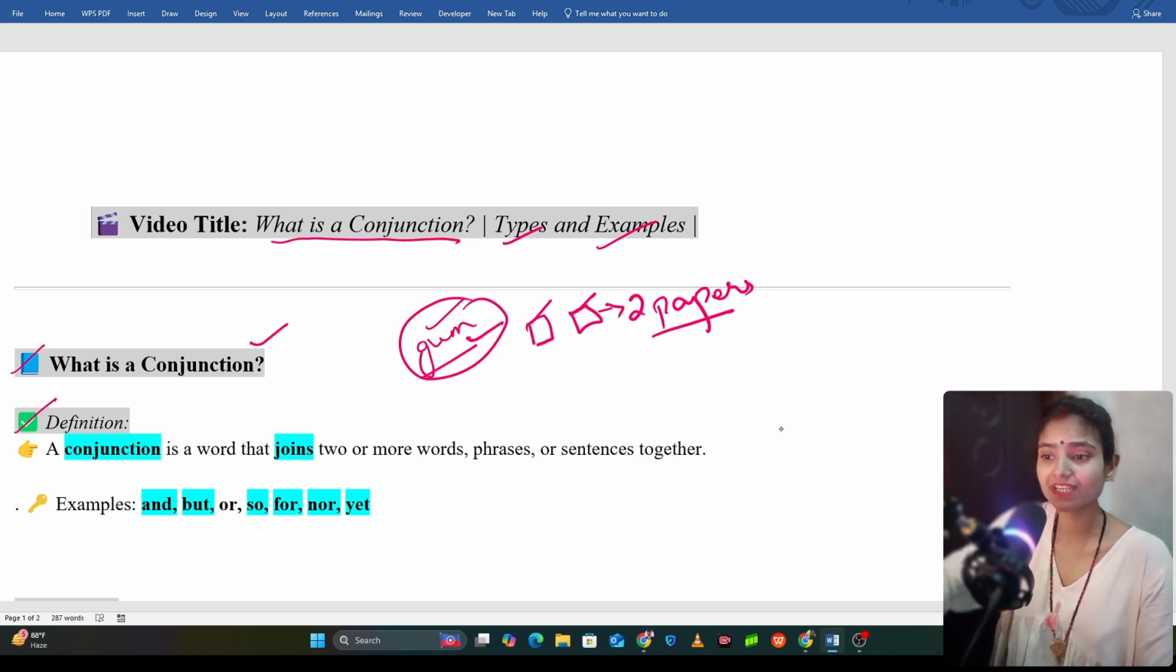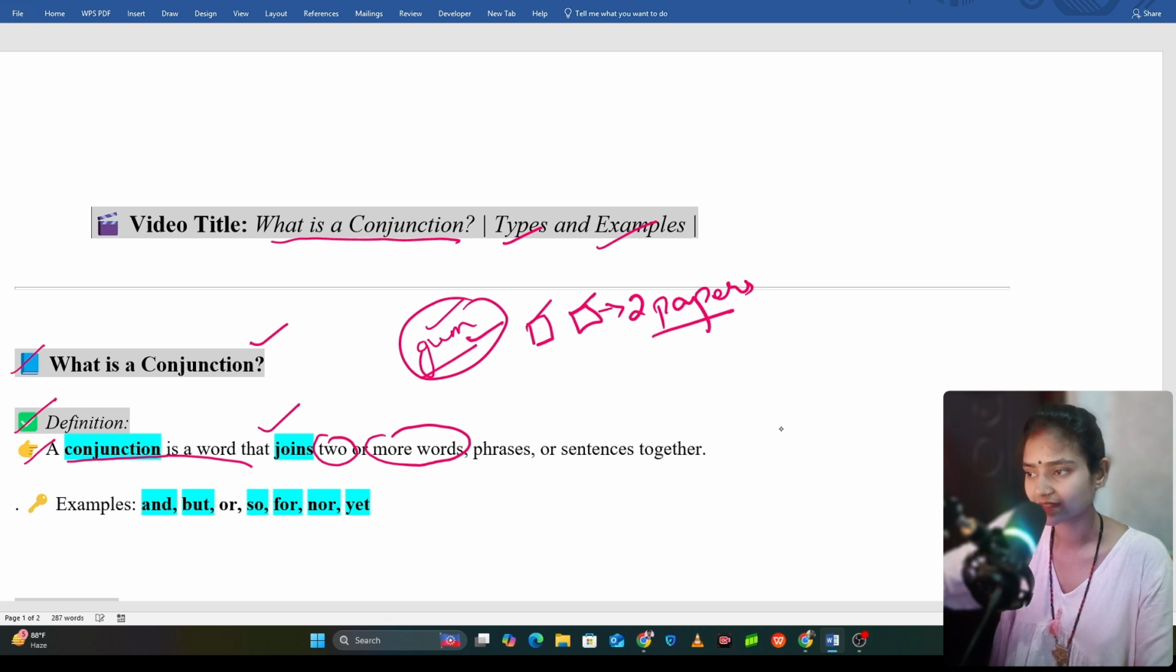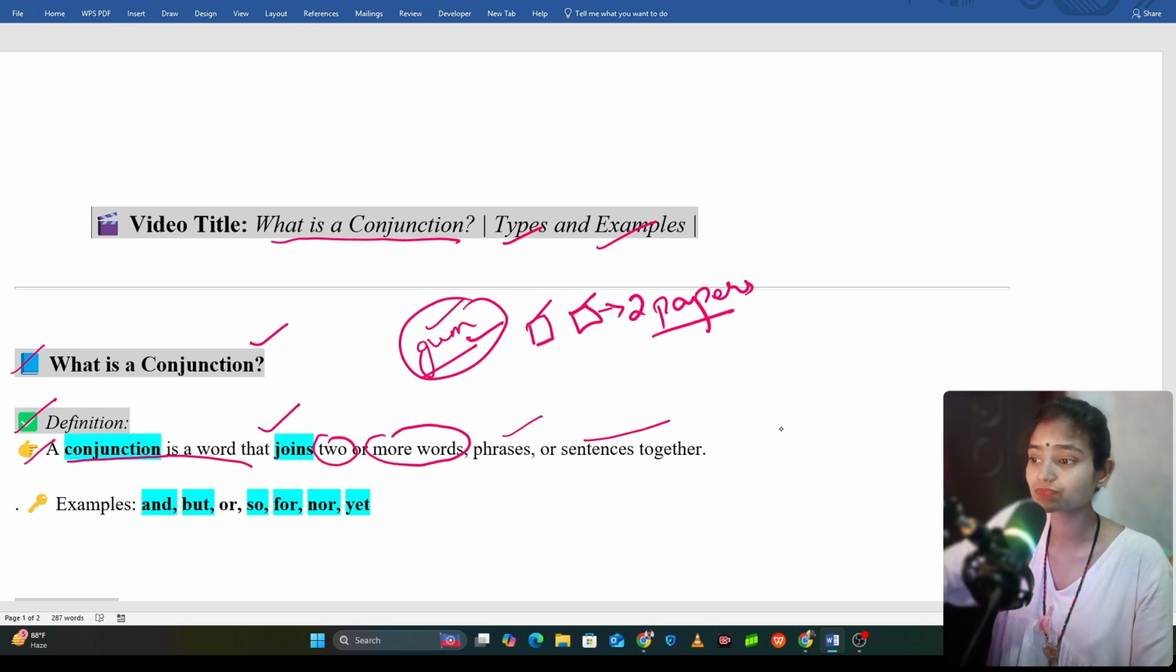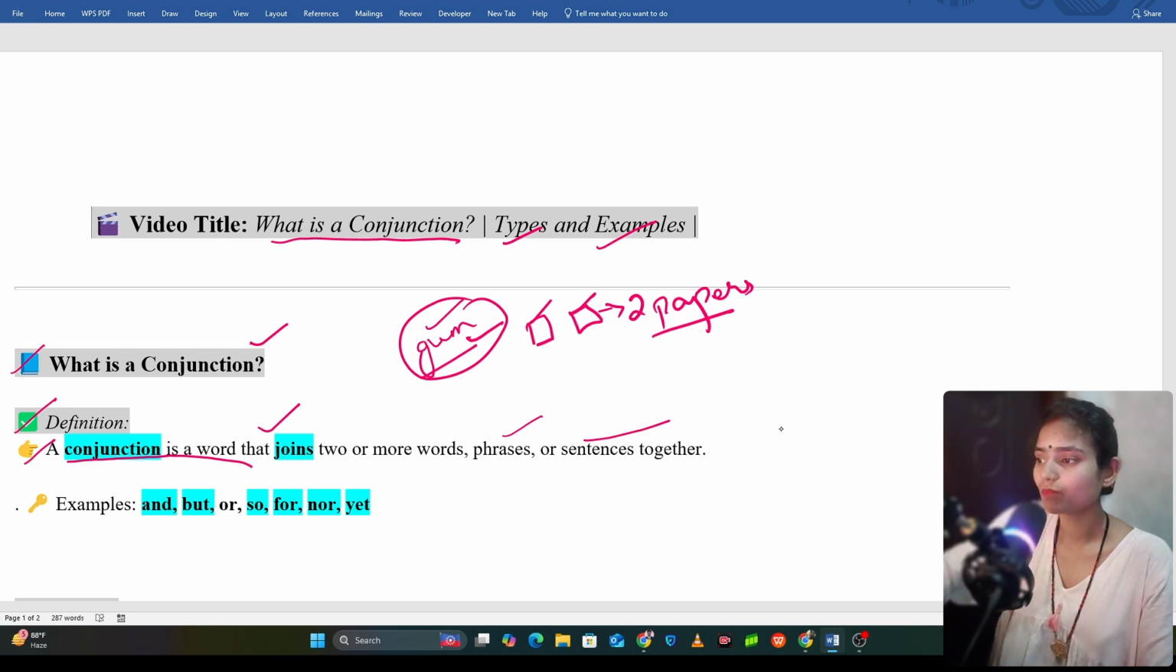Let's see the definition. A conjunction is a word that joins or connects two or more words, it might be two words or more than two words, or phrases or sentences together. Understand this very clearly: a conjunction is a word that joins two or more words, phrases or sentences together.